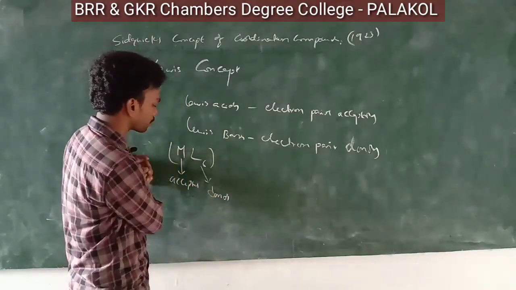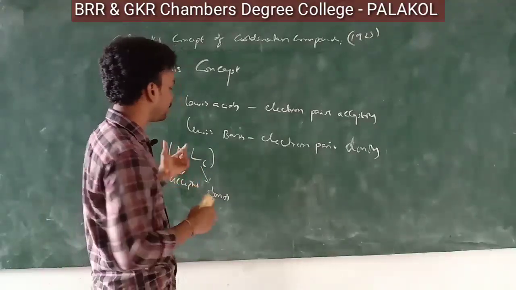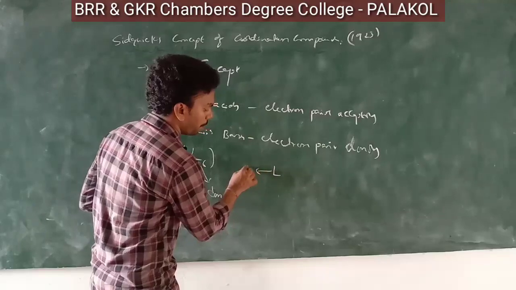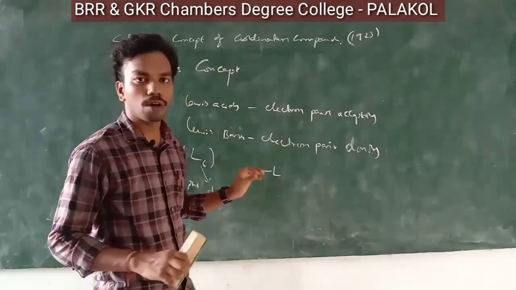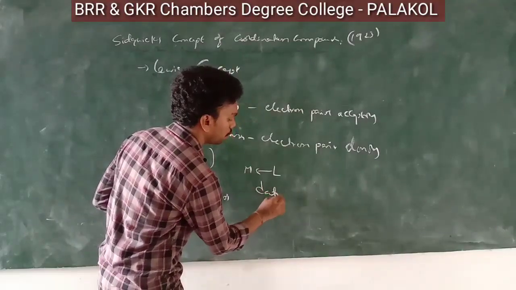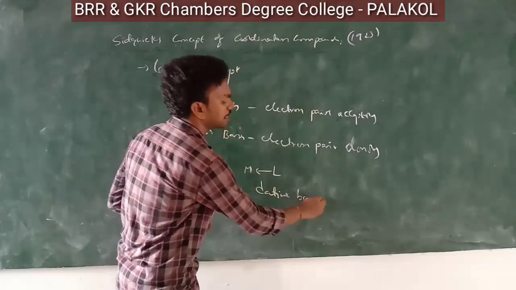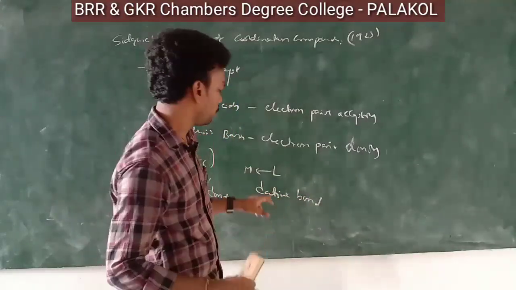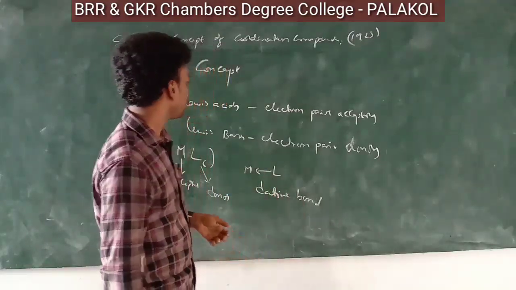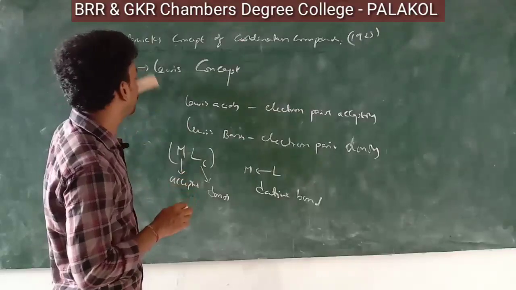The bond is represented as an arrow from ligand to metal. This bond is called a coordinate bond, dative bond, or semi-polar bond. That is the structure.